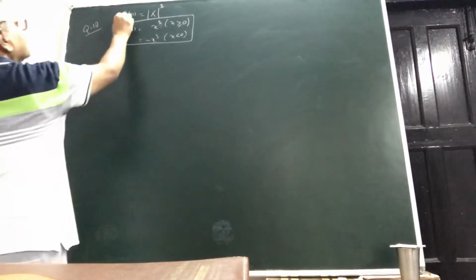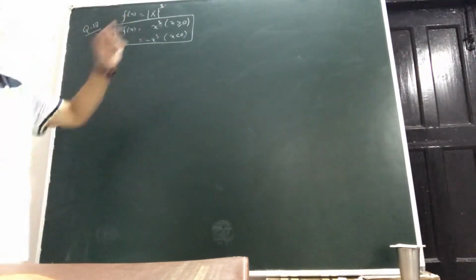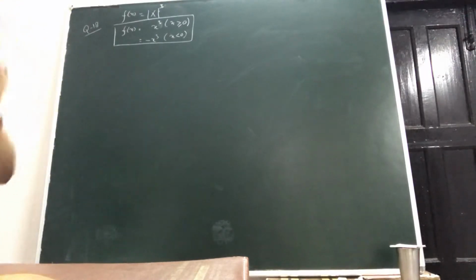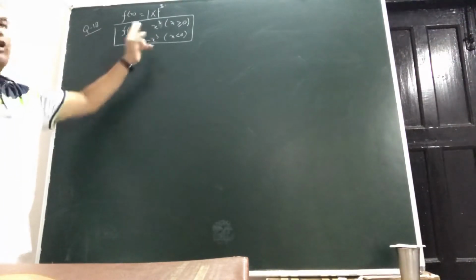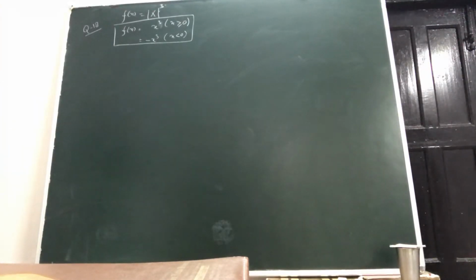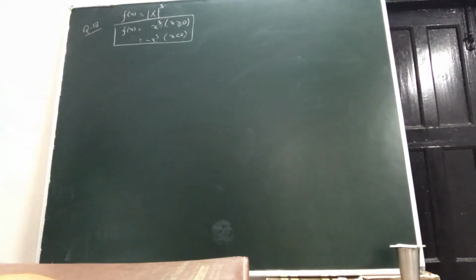Instead of f(x) is equal to mod x cube, you can assume that your function is now given this way. Because here these things have been given in different intervals by the polynomial function, and you know how to differentiate this polynomial function. You have already learned that. Okay, so with this reframing of your function, let us see.